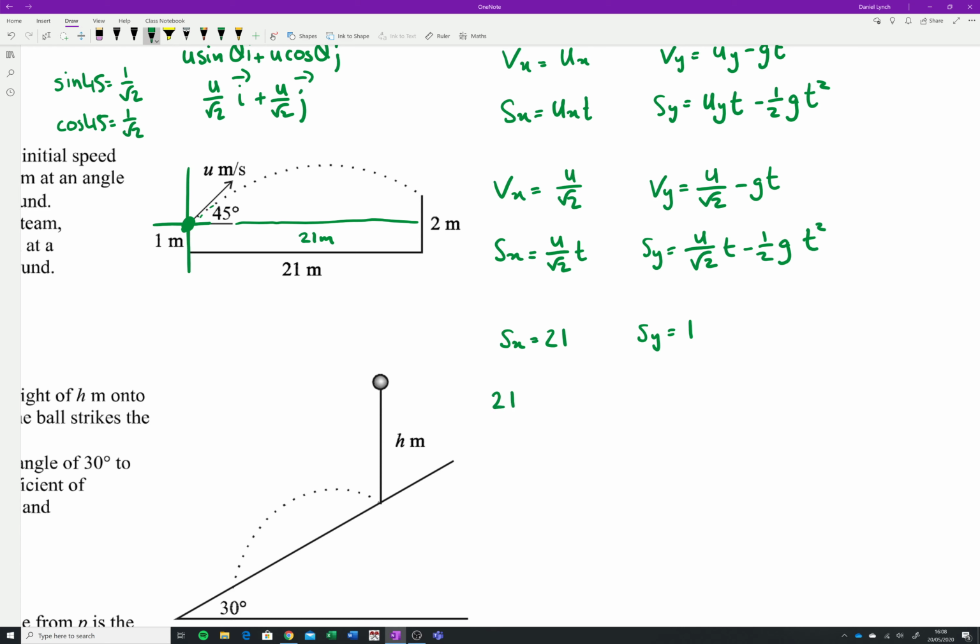Okay, so let's look at what the consequences of that are. So we can say that 21 is equal to Sx, and Sx is u over root 2 times t, and Sy is equal to 1.